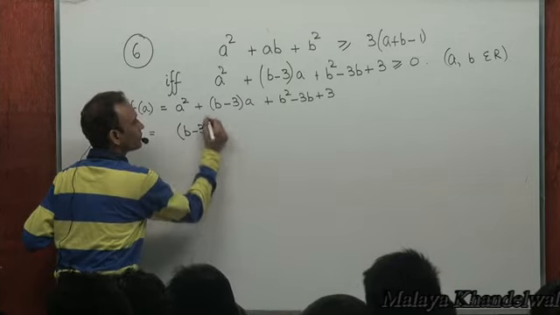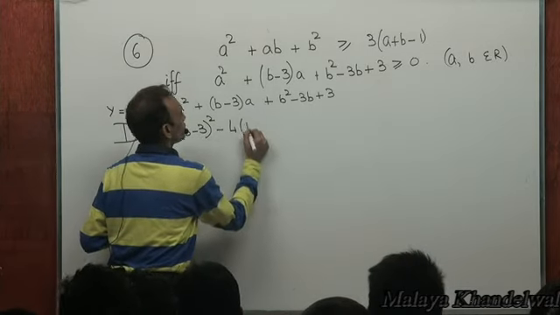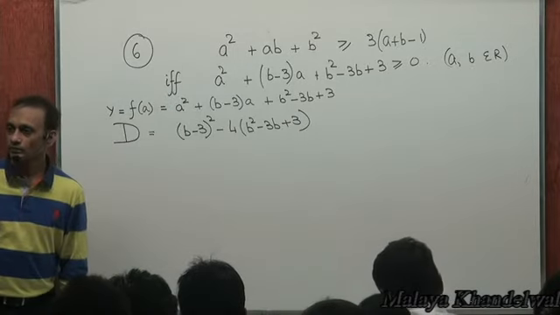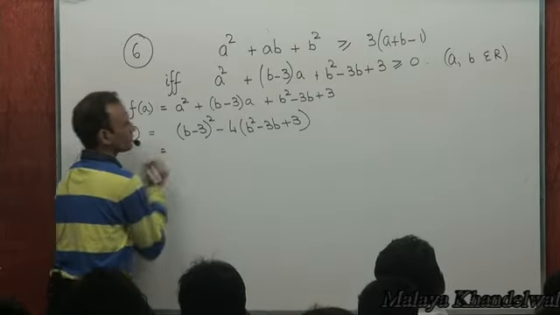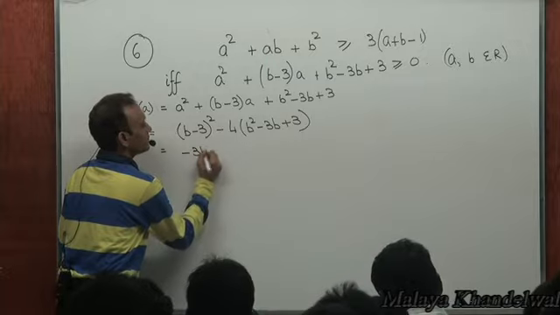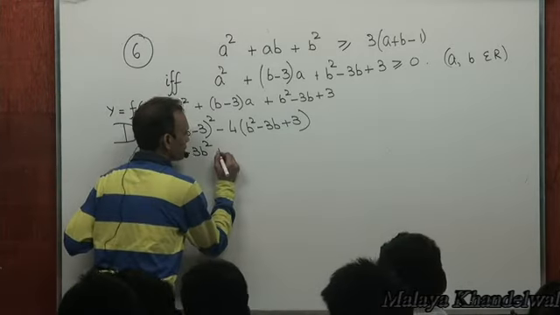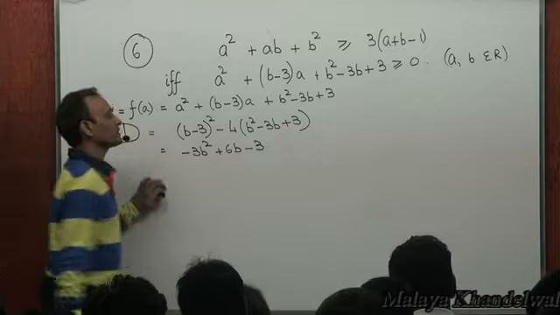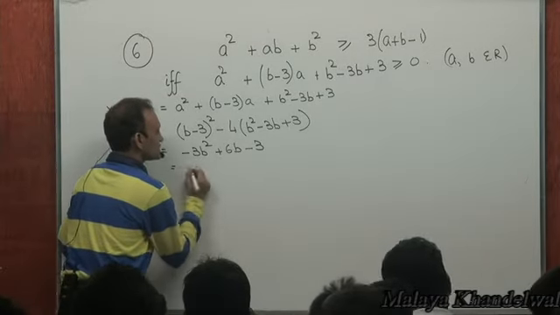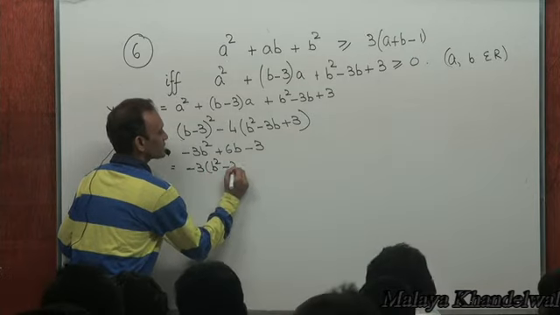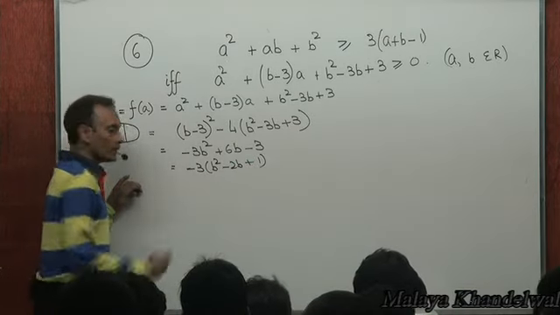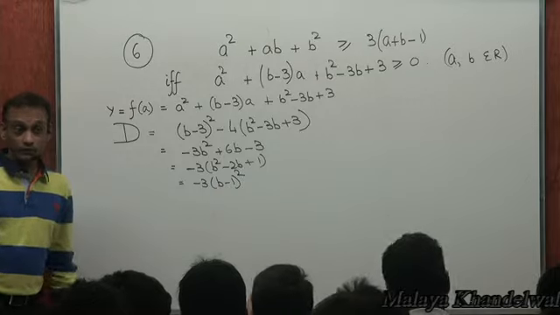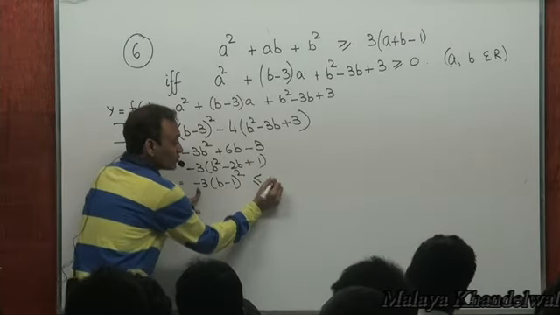(b minus 3) whole squared minus 4 into (b squared minus 3b plus 3). That's the discriminant, right? Which is like minus 3b squared minus 6b plus 12b, so plus 6b, 9 minus 12 minus 3. Yes or no? Which is minus 3 into (b squared minus 2b plus 1), which is minus 3 into (b minus 1) whole squared. Therefore, this is always less than or equal to 0.